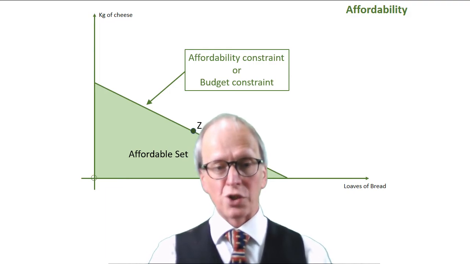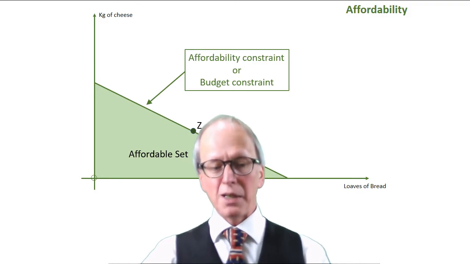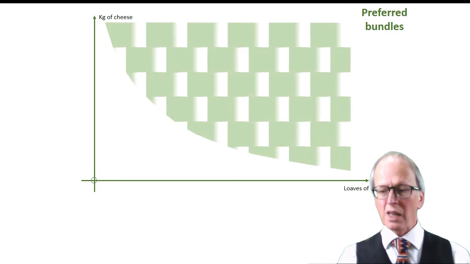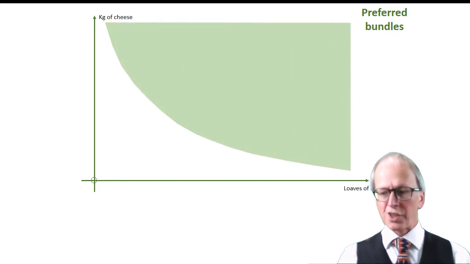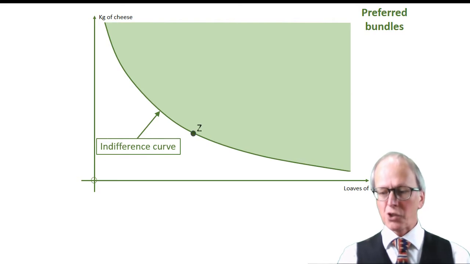And you will see, of course, that I've placed bundle Z on the affordability constraint. That means that Z is just affordable. I said there were 2 questions that we wanted to ask about consumption bundles such as Z. The first was whether it was affordable, and the answer to that question has turned out to be yes. The second question was whether there is any affordable consumption bundle which is preferred to Z.